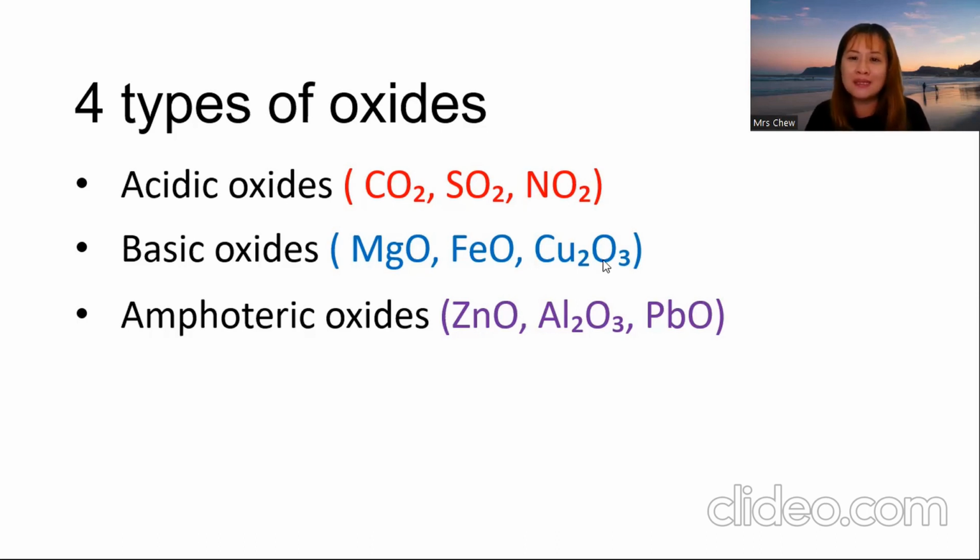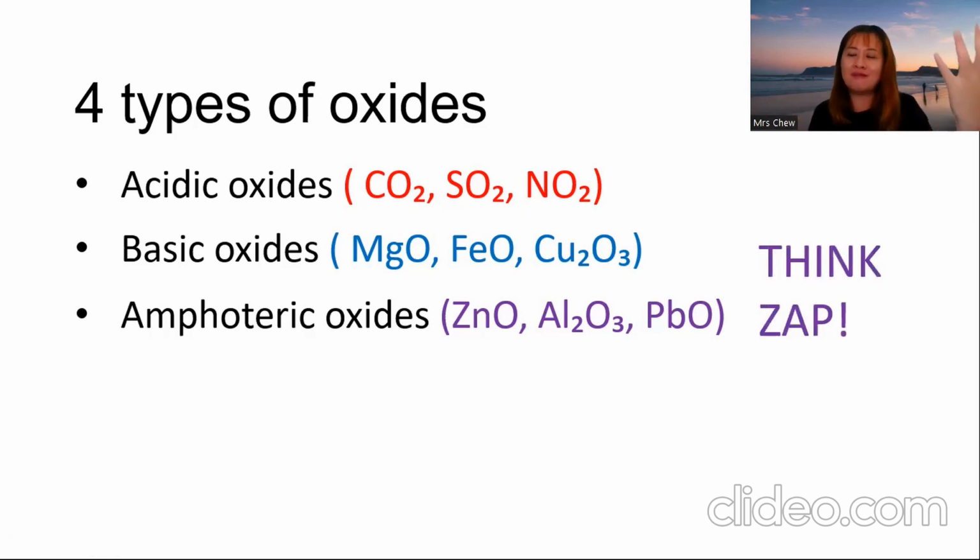And how do you remember them? Think of Z. Okay, so when acid comes, they are Z. When alkali comes, they are also reacted and Z. So Z stands for zinc, A stands for aluminium, and P stands for lead, right? Aluminium oxide, not ammonium oxide.